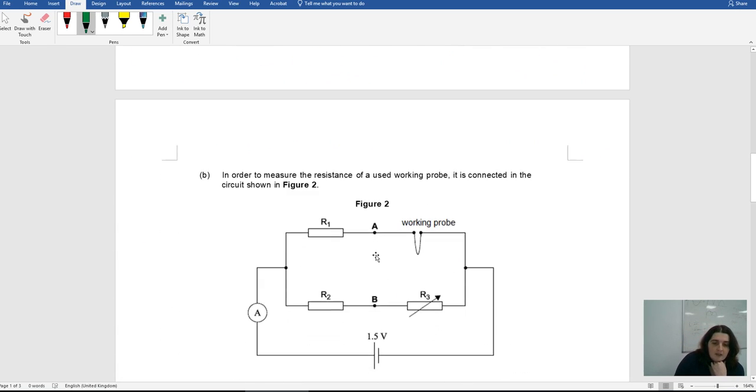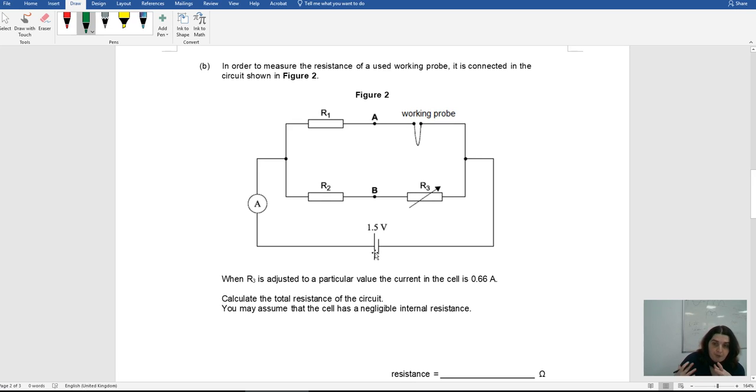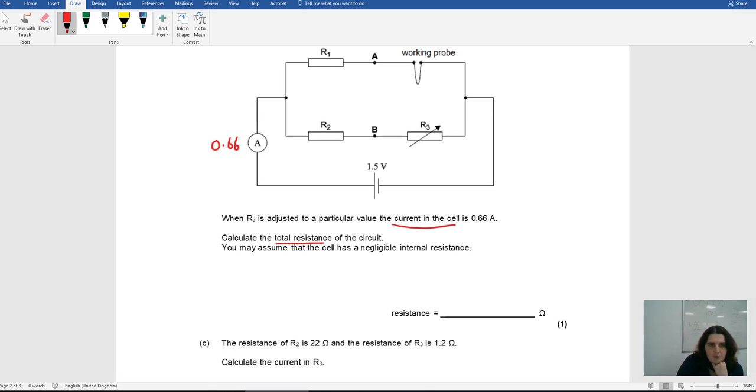Okay. So in order to measure the resistance of the probe, it is connected to this circuit here. R3 is adjusted to a particular value, and the current in the cell is 0.66 amps. So it means that the current on this ammeter is 0.66. Okay, so the current in the cell, so the total current of the circuit. What is the total resistance of the circuit? This part's important, assuming that you have negligible internal resistance. Okay, that means you don't have to think of anything else apart from the resistors that are on show.